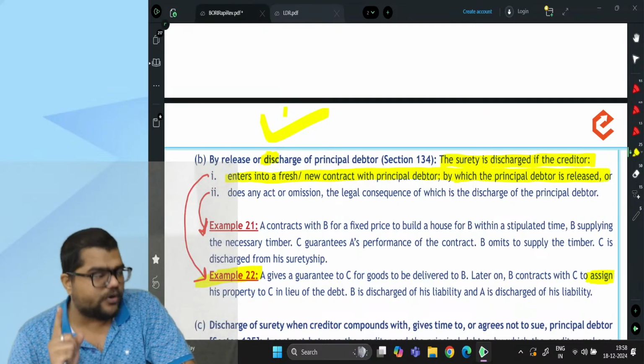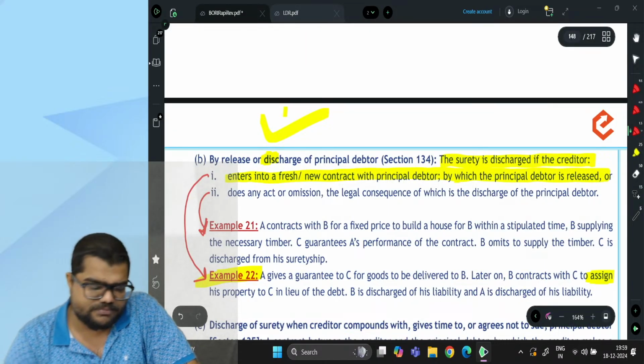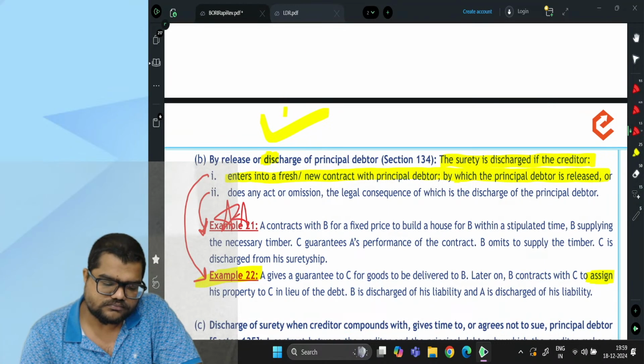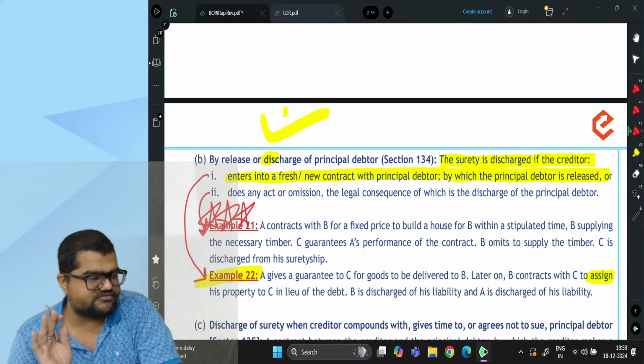Please mark very important for your exams. Very important for your exam. Example number 21. Mark it as very important.